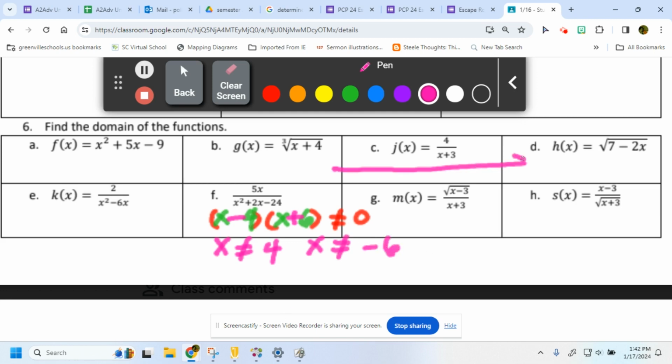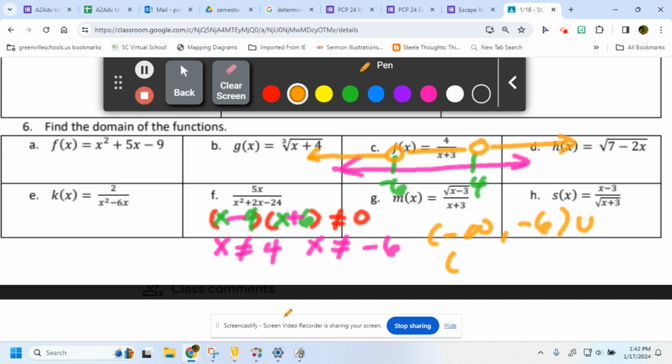Again, when you draw the number line for that, you have the negative 6 on the left, and this is positive 4. Everything on the left side will be counted. Open circle at negative 6, open circle at 4, and further to the right. So the interval notation will be negative infinity up to negative 6, union, negative 6 to 4, union, 4 to the infinity. Okay.